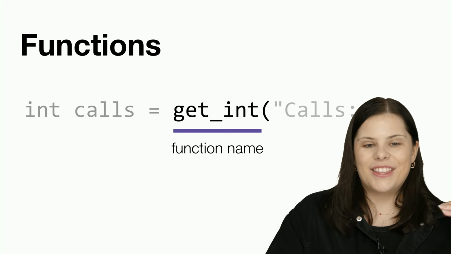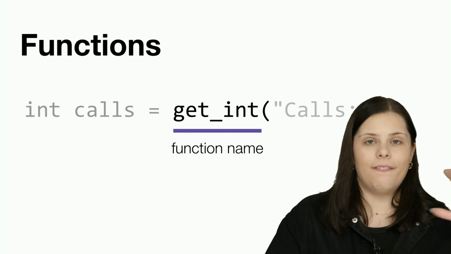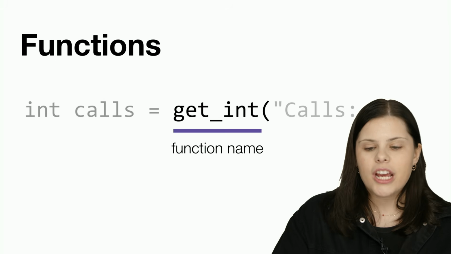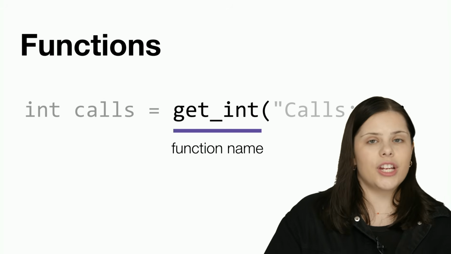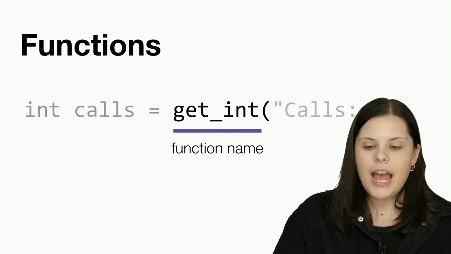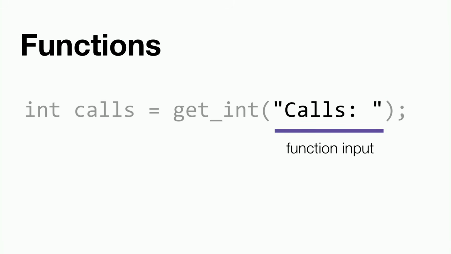So if we have function getInt, the first part is the function name. getInt is something that was defined before. It was actually defined by CS50, and this is in the library cs50.h that you can also read a little bit more about. But someone, once upon a time, wrote this function that we now can use to grab these values. Inside of the function is the function input. In this case, it is calls. So we're prompting the user to input the number of calls in the terminal that we can then later use.